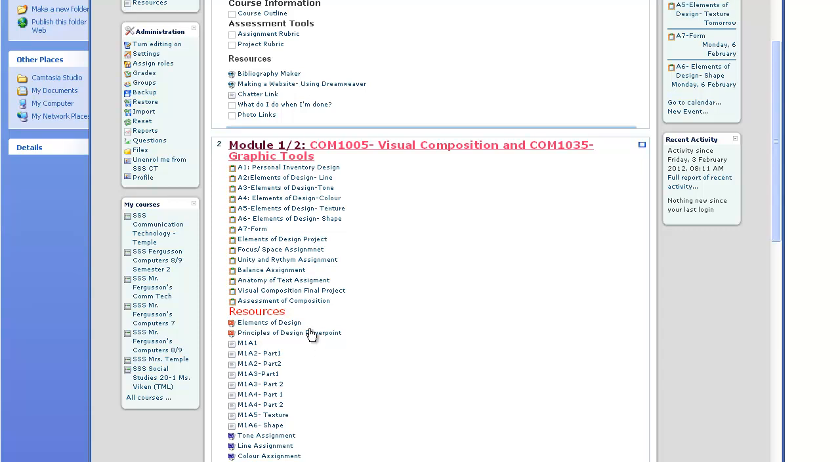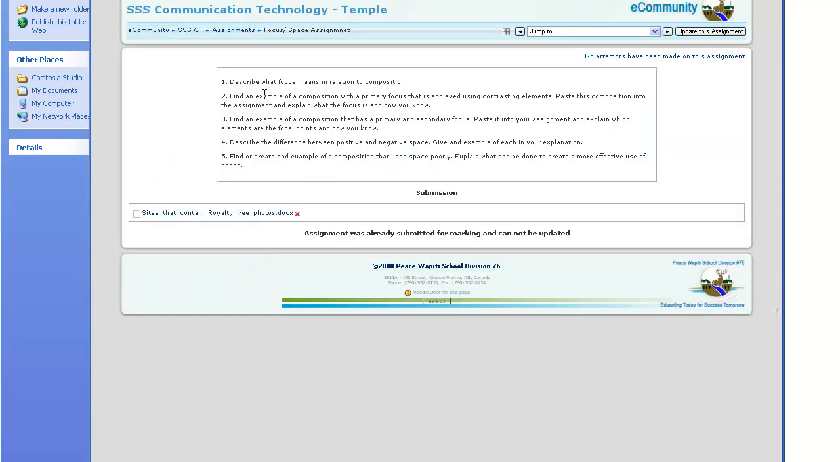Okay, so today we're going to be talking about focus and space. It says here, describe what focus means in relation to composition. Find an example of a composition with a primary focus. So we'll be talking about primary and secondary focuses. Same for this question. It says describe the difference between positive and negative space and give examples. And then you're going to have to find or create an example of a composition that uses space poorly.